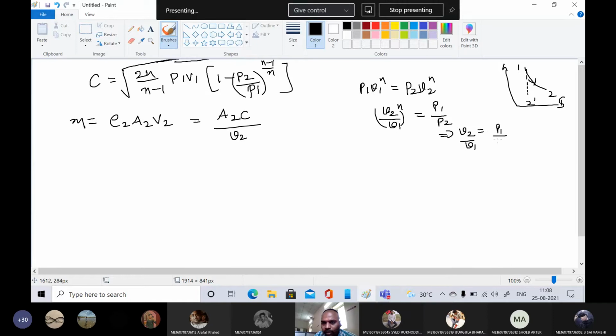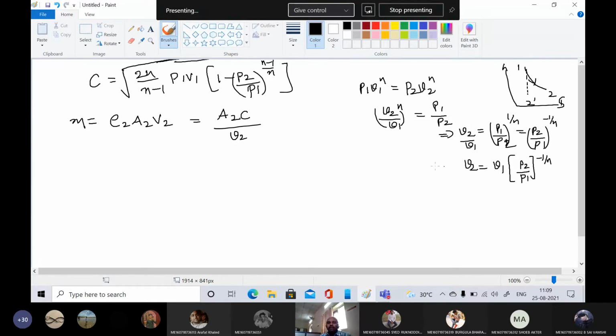P1 by P2 whole power 1 by n. Yes or no? Yes, sir. It will become 1 by n. So V2 can also be written as P2 by P1 whole power minus 1 by n. Therefore V2 is equals to V1 into P2 by P1 whole power minus 1 by n.